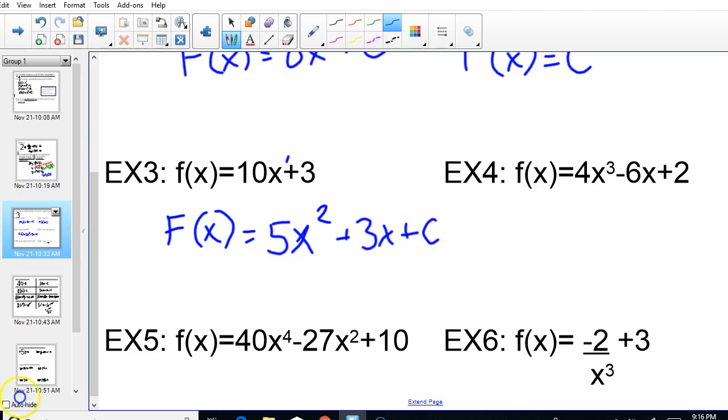For example 4, we get even a little bit more difficult. So our capital F of x here, our x to the third, we're going to have to increase that exponent by 1, and then we would need to think what number times that 4 would give me the 4 that's out front here as that coefficient. So that would just be a 1, which we don't have to write. Then we're going to have an x squared. We increase that exponent by 1 here because we have an x to the first power. And then what number times that 2 would give us 6, and that, of course, is 3.